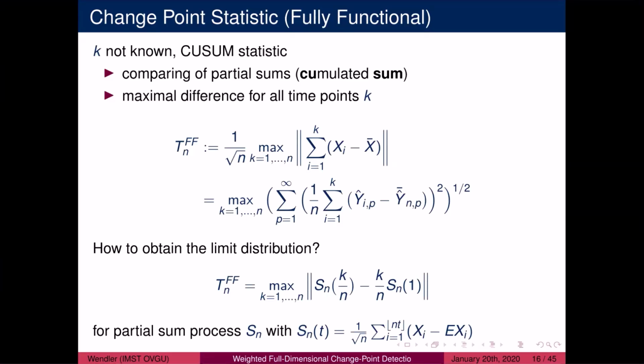Now, the next step is always to get a test. We don't only need the test statistic, we also need critical values. And for the critical values, we need the limit distribution. So, for this, we write our test statistic as a function of a partial sum process. So this is a partial sum process S_n(t). That's 1 over square root n, sum i from 1 up to the integer part of nt, X_i minus the expectation of X_i.